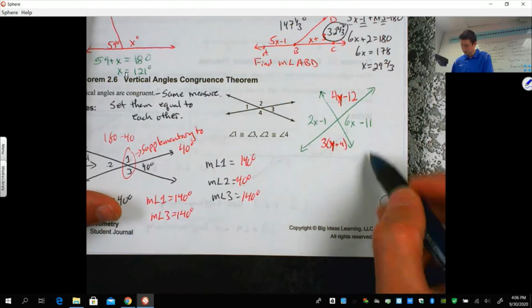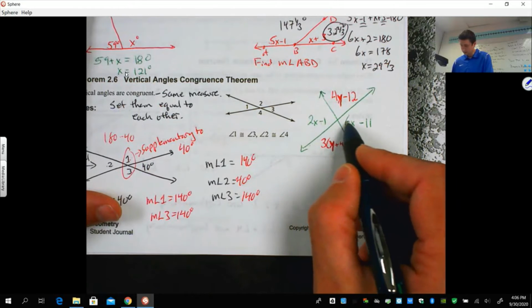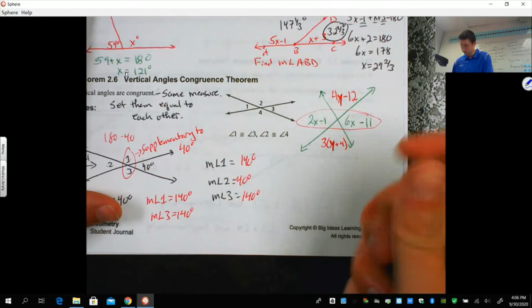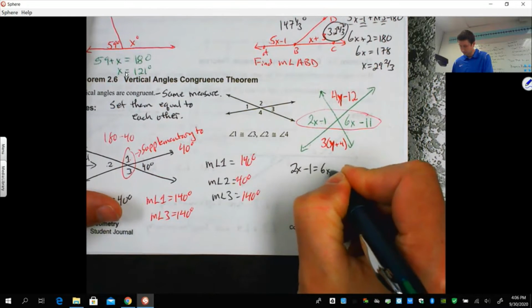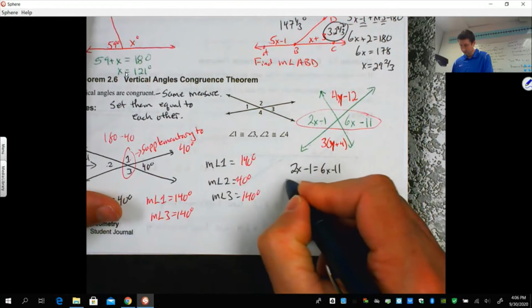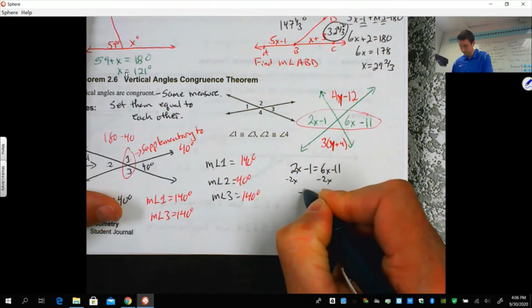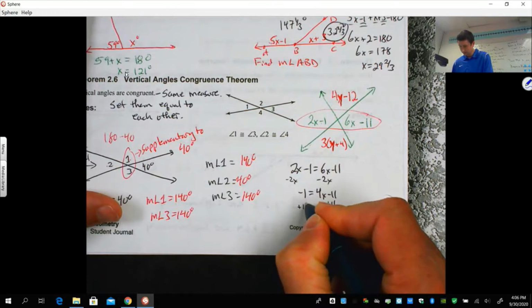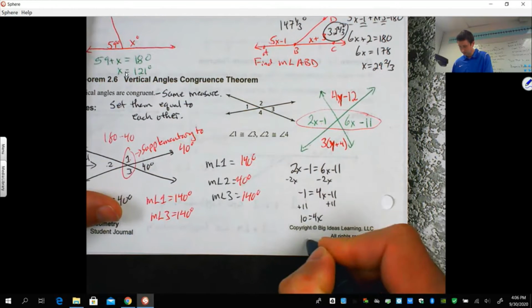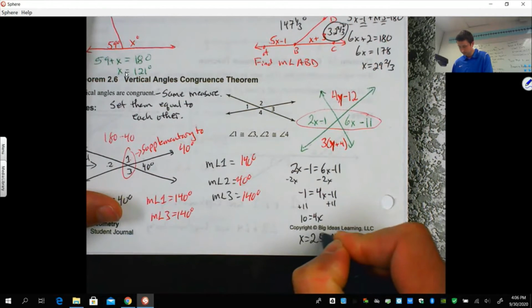Okay? So 2x minus 1, these two have to be equal. So 2x minus 1 has to equal 6x minus 11. So minus the 2x over, negative 1 equals 4x minus 11. Add the 11, you get 10 equals 4x. Divide by 4, you get x equals 2.5.